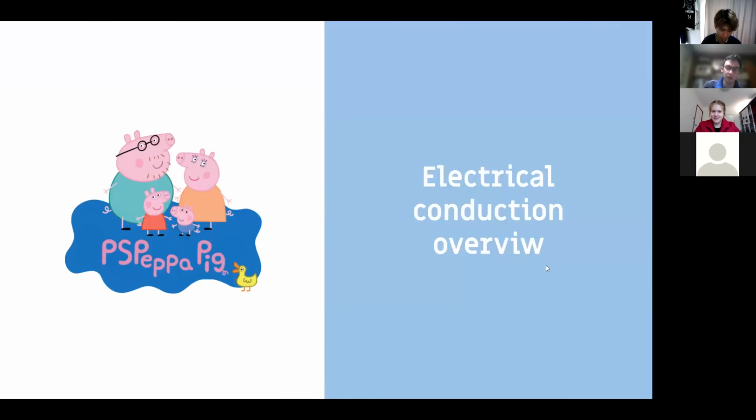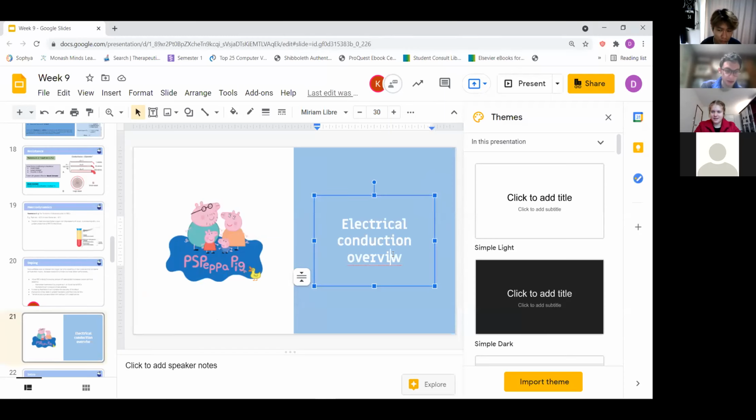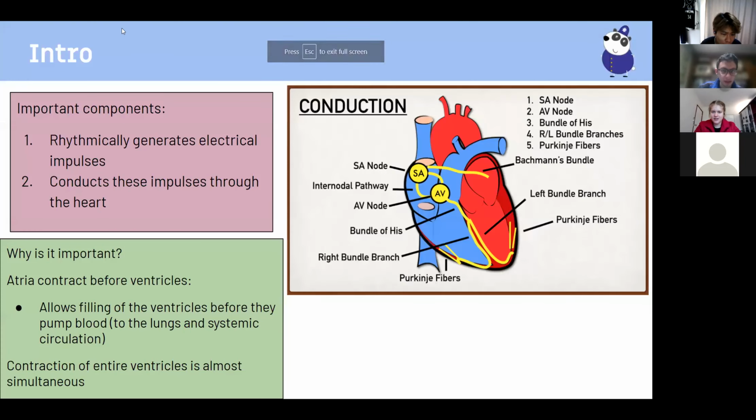Electrical conduction overview. Oh, stop making typos. Okay. This is pretty hard, pretty important. In order for the heart to pump, it needs to be electrically coupled. The heart has a complex circuit system in order to coordinate this pumping. It's important because the heart has to beat rhythmically, so these impulses have to be rhythmic, and they also need to be conducted through the heart, so all the ventricles can contract at the same time and all the atria can contract at the same time.